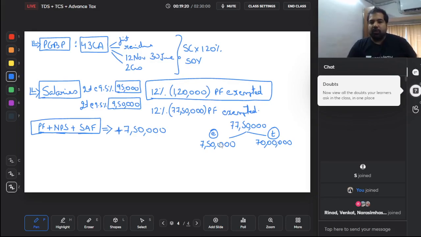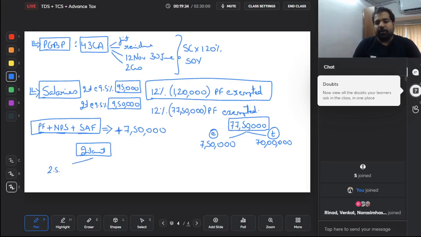So not just for the main amount, but even for the interest, they have kept a limit of 2.5 lakh rupees every year. So up to 2.5 lakh rupees, it will be exempt, and above 2.5 lakh rupees, it will be taxable.